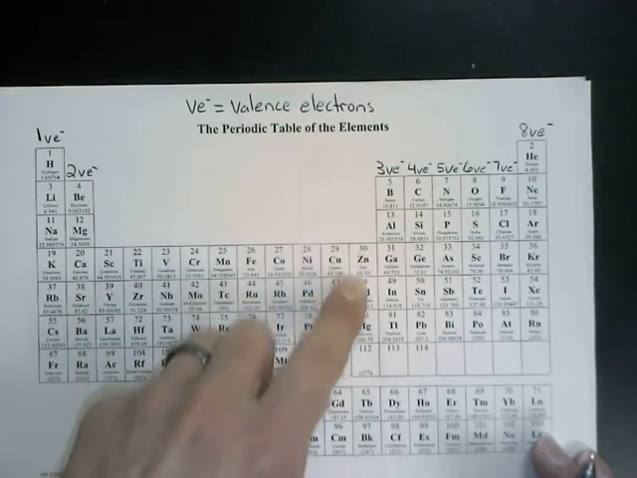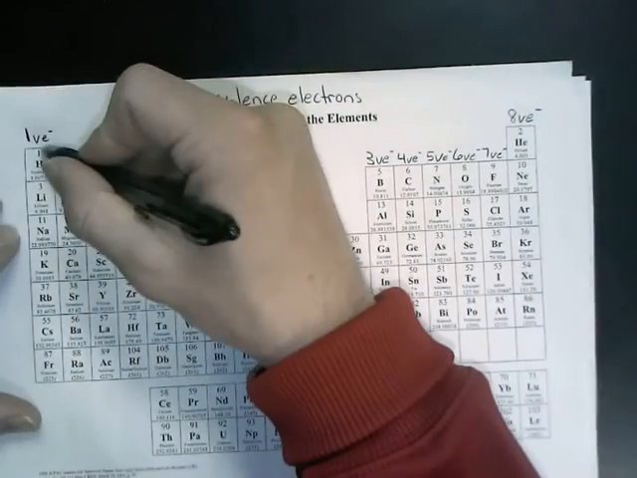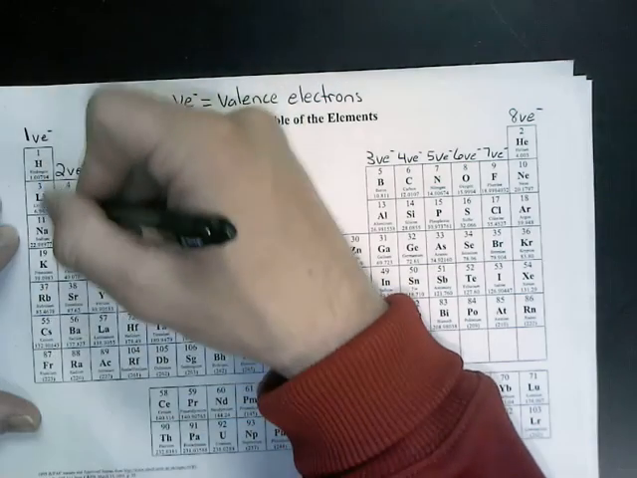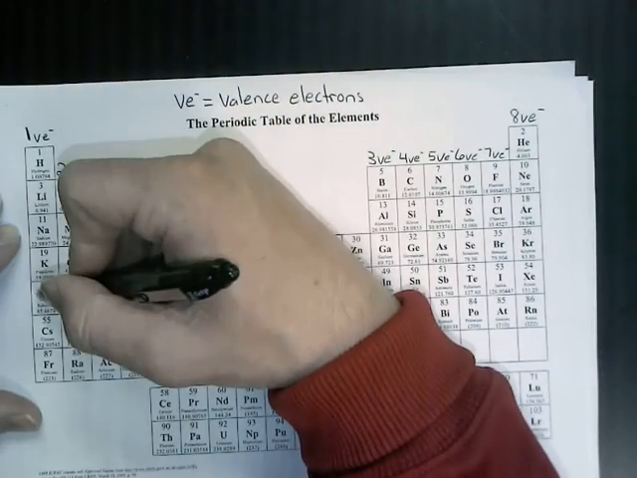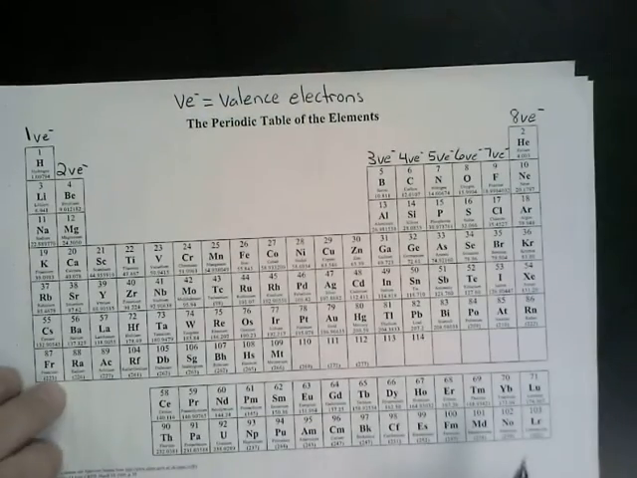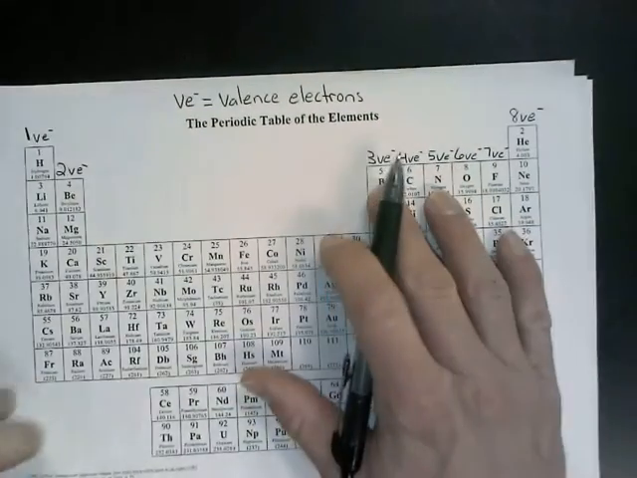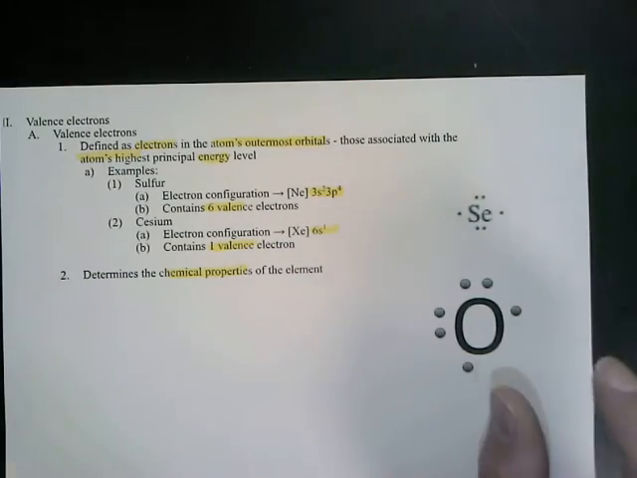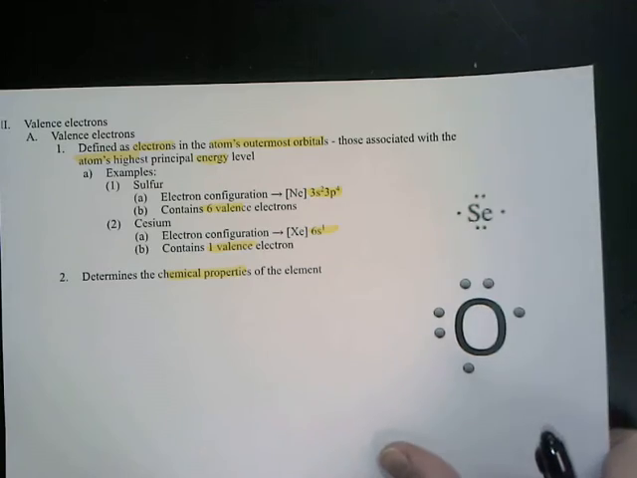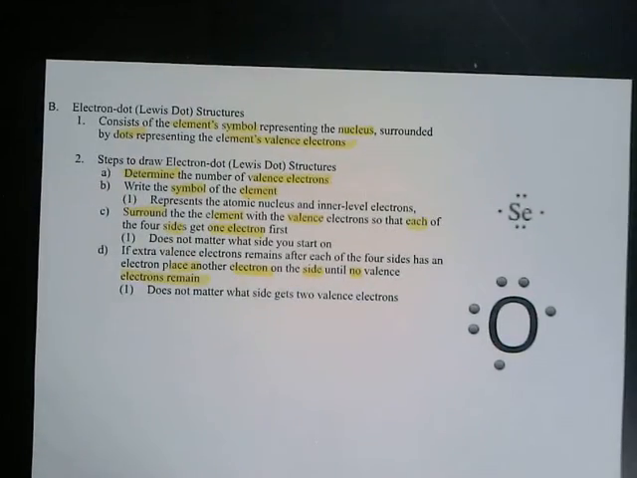So when I do this here, again, I am representing each column, the up and down column here, to have those particular numbers of valence electrons. Now you may need to keep this handy as we go over some particular examples here with our Lewis dot structures. Okay, moving on here, we get to this.